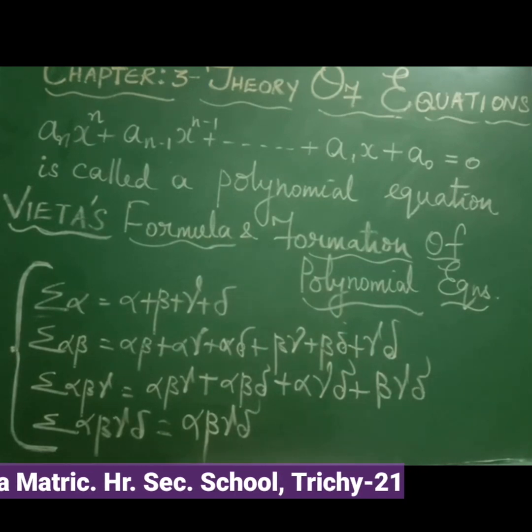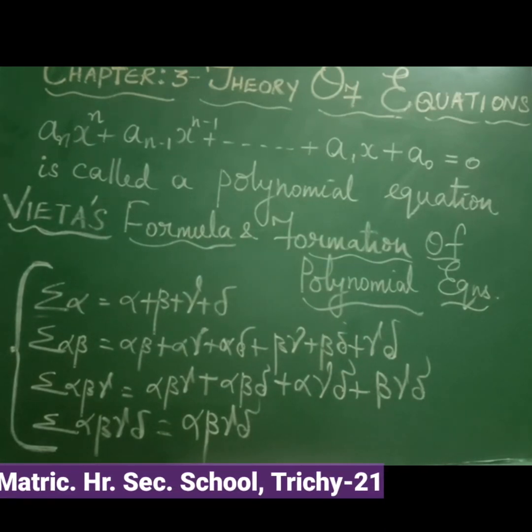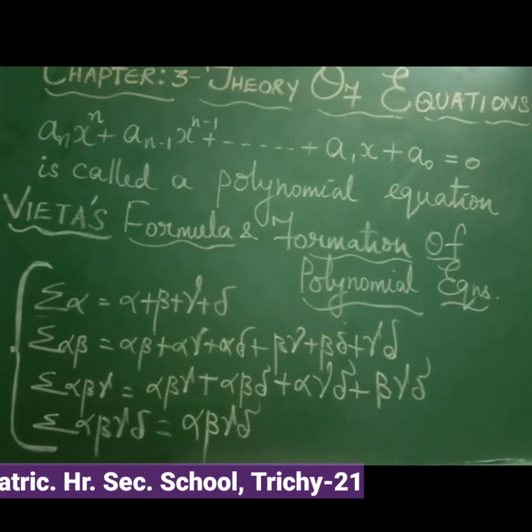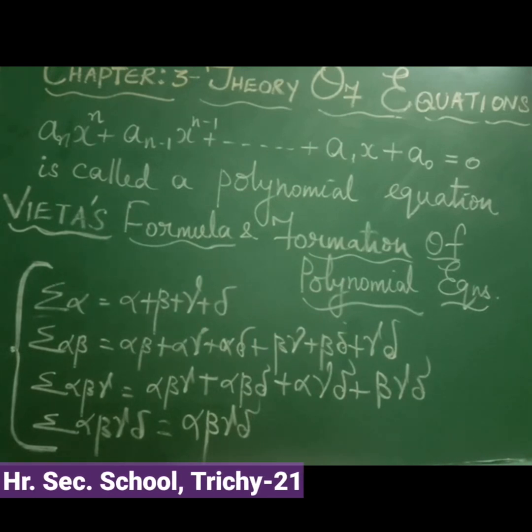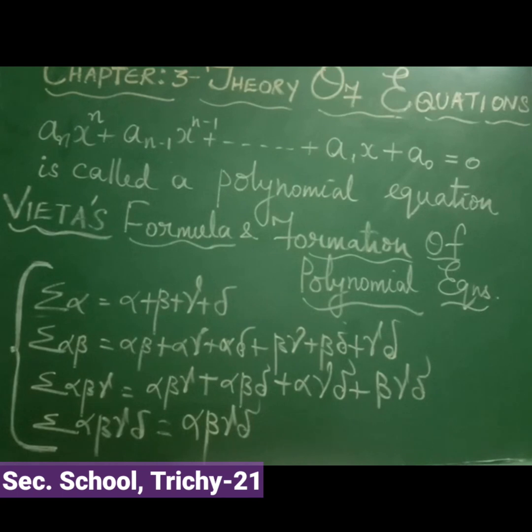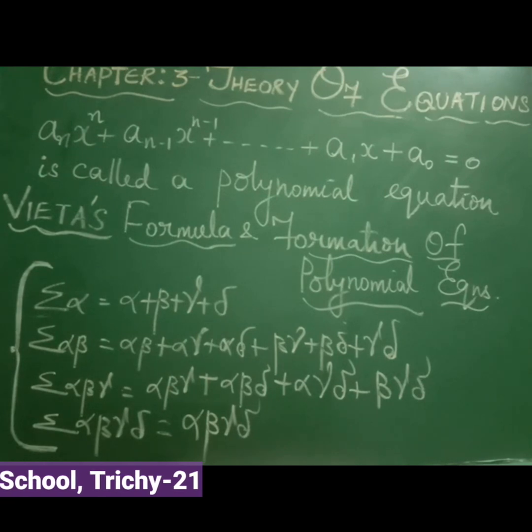That is, a polynomial of degree 2 is called a quadratic polynomial, a polynomial of degree 3 is called a cubic polynomial, and a polynomial of degree 4 is called a quartic polynomial. So you have already studied how to solve a quadratic polynomial or quadratic equation. Here we are applying one formula.